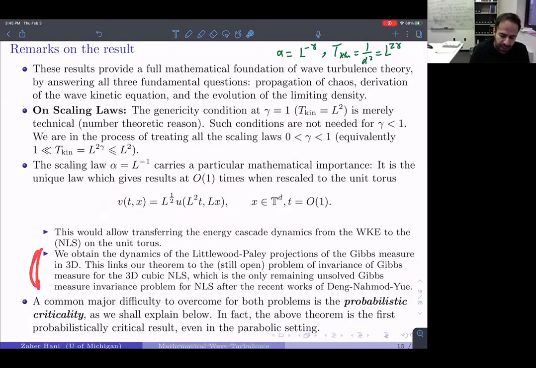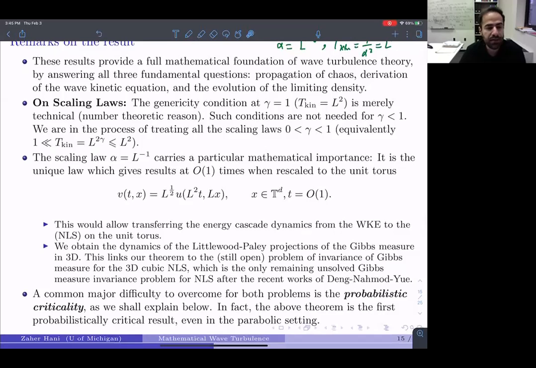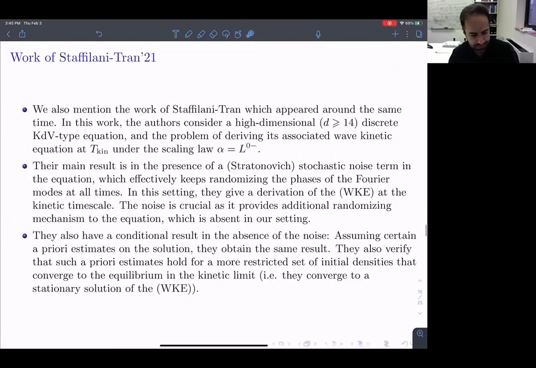There's another reason for that in terms of another big open problem, which is the invariance of the 3D Gibbs measure for NLS. I think I'm running out of time, so let me skip that. But the key difficulty in this problem, or in both problems that I mentioned just now, is something called probabilistic criticality, that hopefully we'll discuss in a minute. And in a way, this result is the very first probabilistically critical result, even in the parabolic setting.